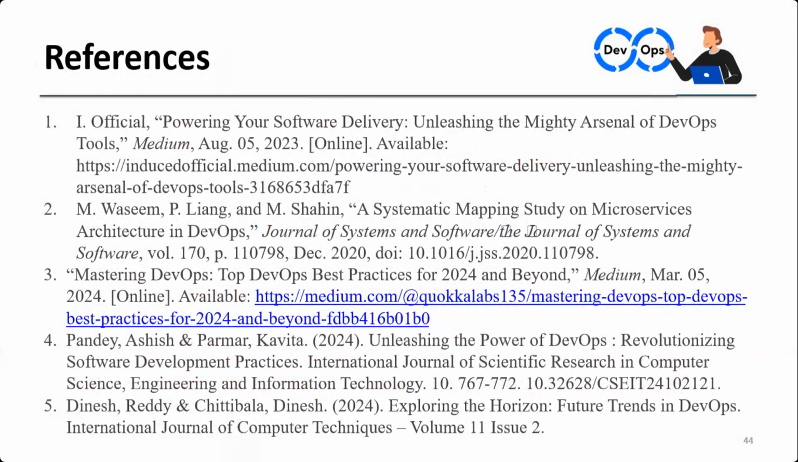Okay, so here are a few references that you can go through, and some recent journal papers with depth in terms of future trends in DevOps, enhancing the evolution of using AI as well.